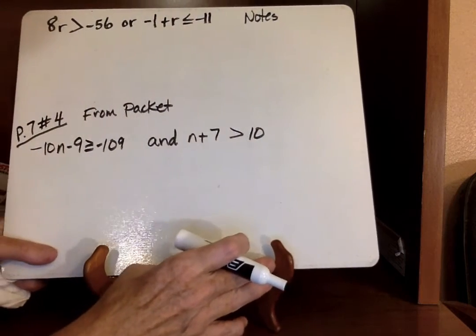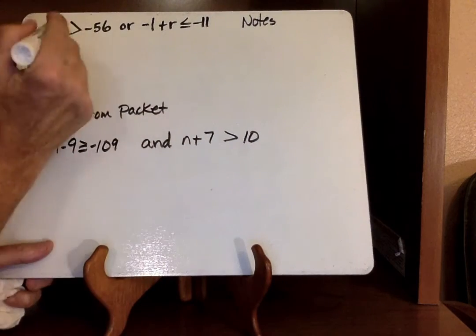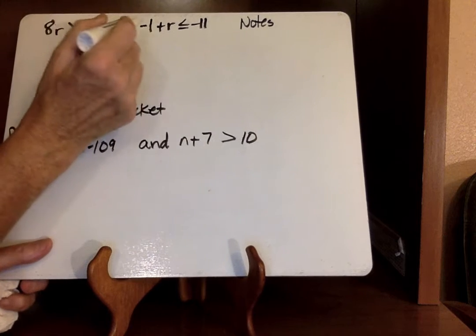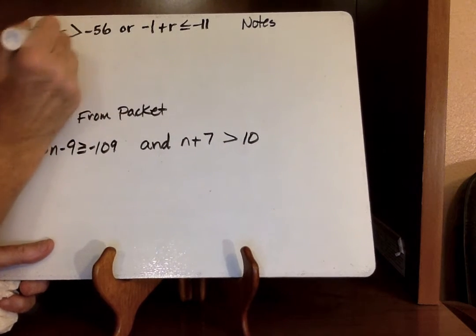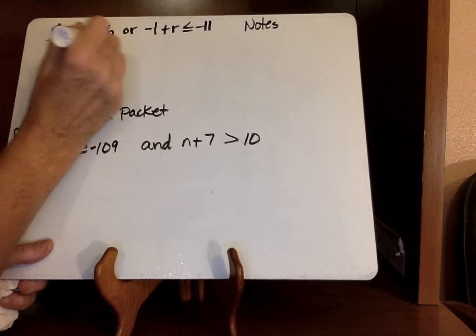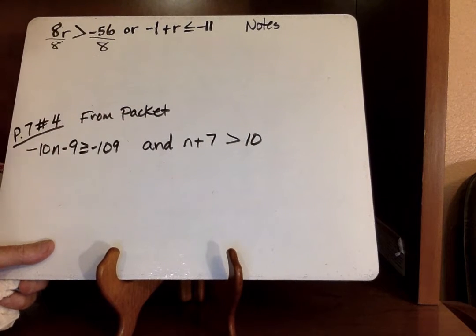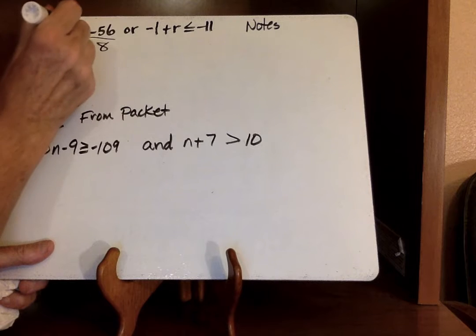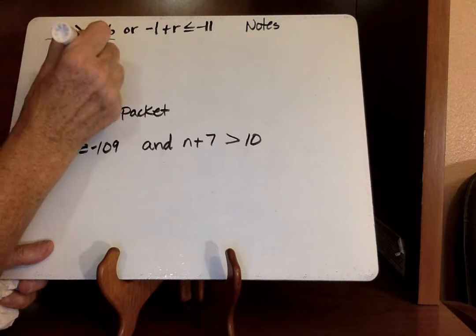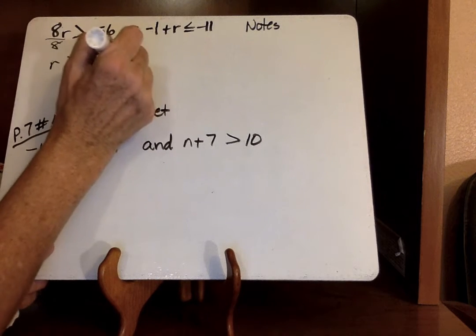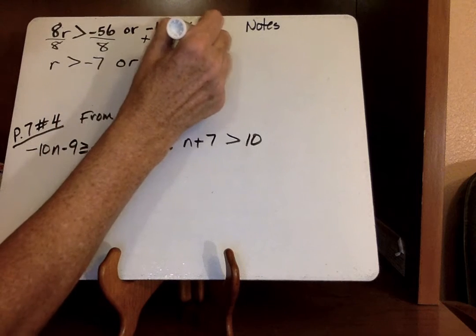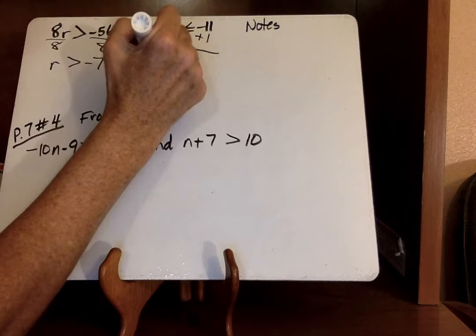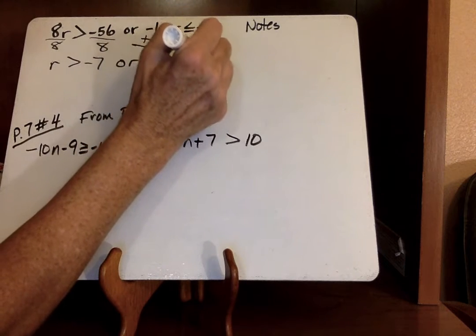Okay, this one right here, 8r is greater than negative 56, or negative 1 plus r is less than or equal to negative 11. I'm going to divide by 8. I didn't divide or multiply by a negative, so I leave the sign the same. R is greater than negative 7, or, let's see, add 1 here, add 1 here. R is less than or equal to negative 10.